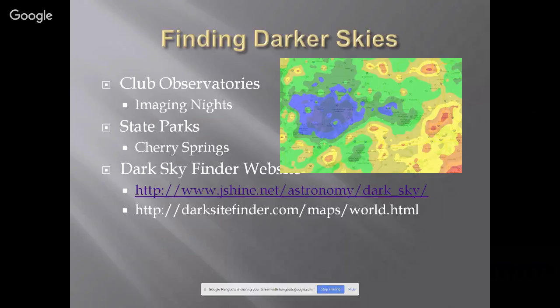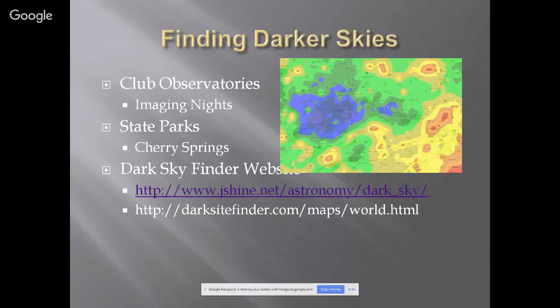Another thing is campgrounds also tend to be in remote locations. Another good option. But you're trying to find a general place to go. How do you do that? There are a couple websites that offer that feature. The one that I use most frequently, jshine.net/astronomy/darksky. You'll have to read it there and type it in. Or if you just type dark sky finder, you'll bring it up.